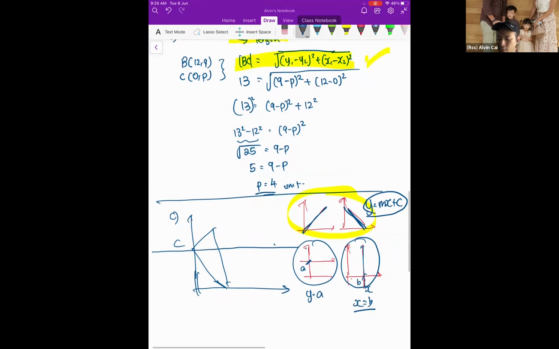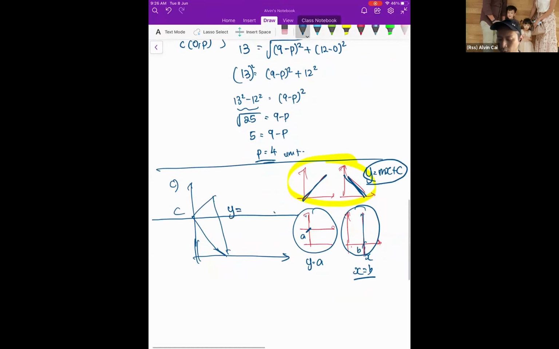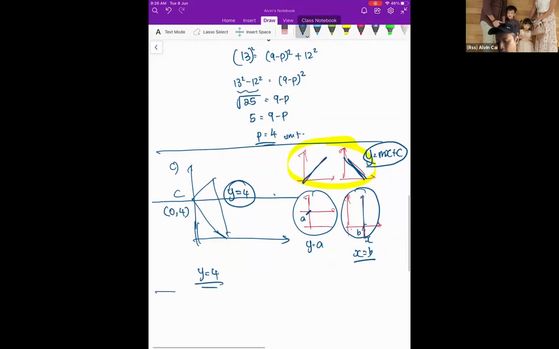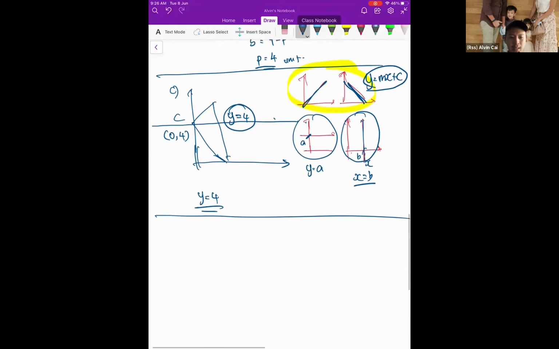So in this case, for part C, very straightforward, it will be just y equals the y value. The coordinate of C is (0, 4). So therefore, just y equals 4. That will be the equation of the line. Okay, y equals 4 for part C. Answer. Okay, so that will be for part C.